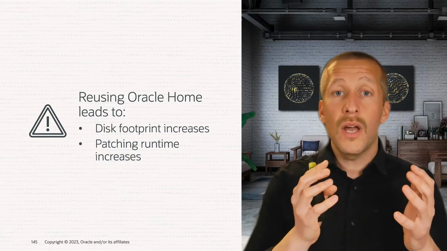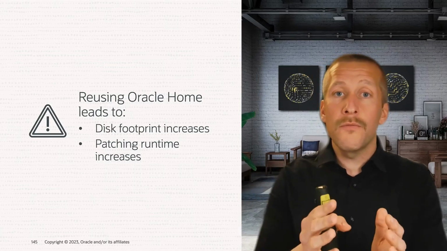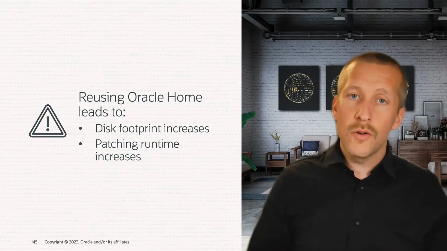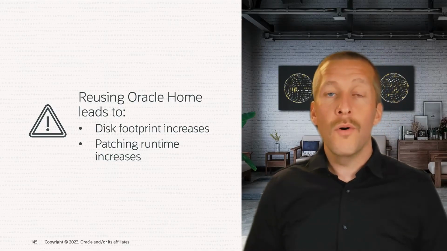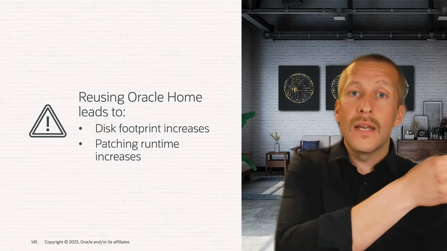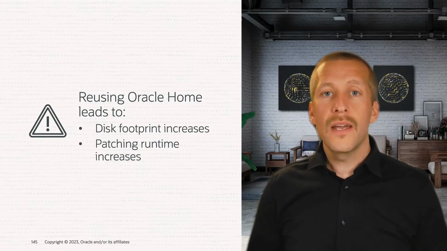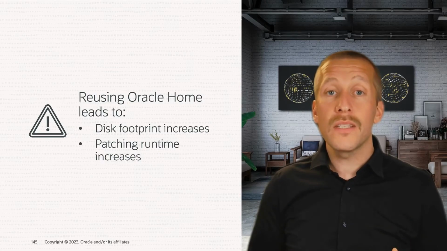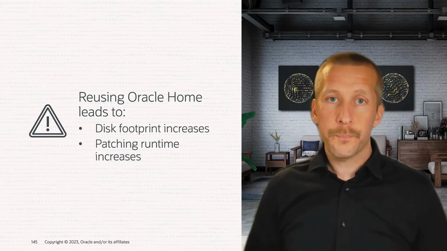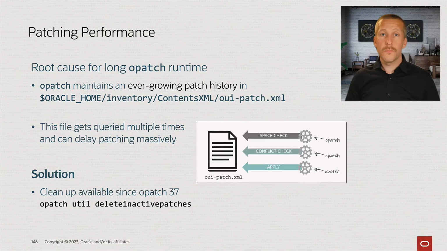So imagine that you have 19.19 and you have applied every release update before that, 19.18, 19.17, 19.16, and so forth, all the way back to 19.4. You can roll back with OPatch to any release update in the history. In order to have that cool functionality, it comes with a price. And the price is that OPatch stores a lot of information inside the Oracle home. And that is why you see that the disk footprint increases.